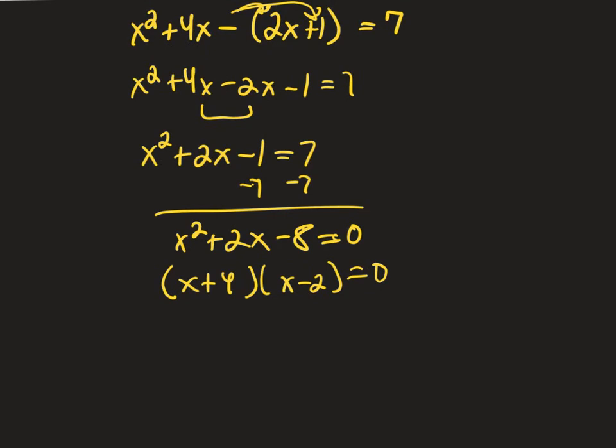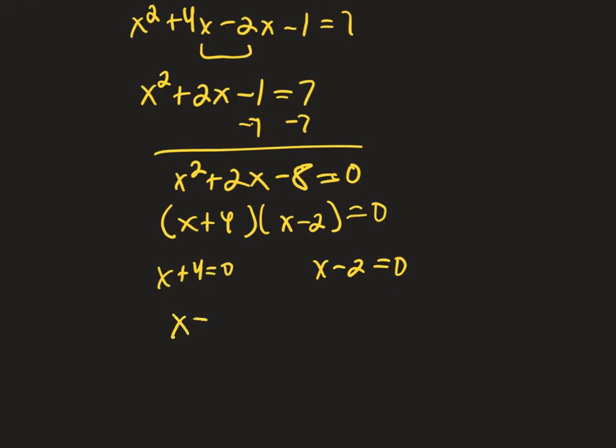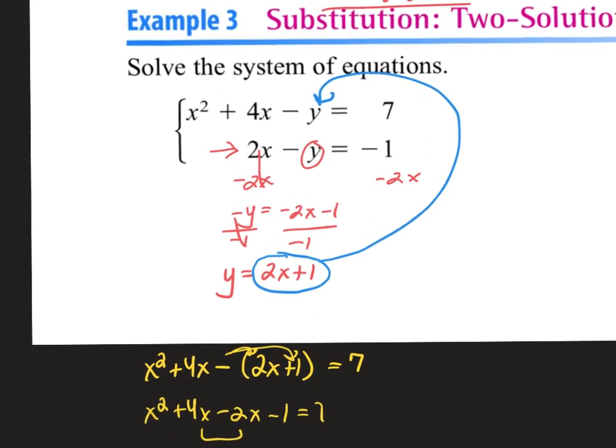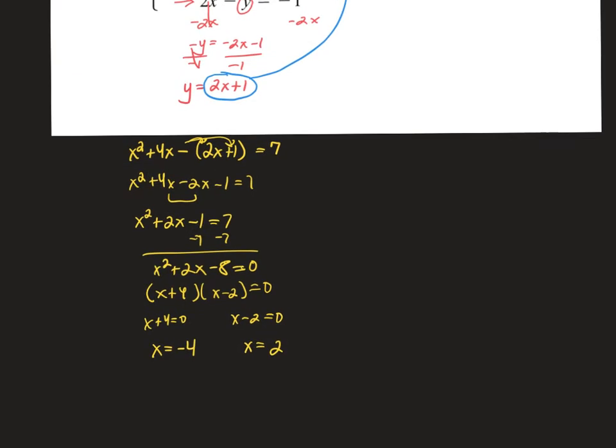So if I solve each of these, I have x plus 4 equals 0, x minus 2 equals 0. So over here I get x equals what? Negative 4, and over here I get x equals what? 2. Agreed? So how many solutions do I have in this case? Possibly 2. How did I know at the beginning that I might probably have 2 solutions? Because it's squared. So if I know now what x's are, how do I find out what y is?